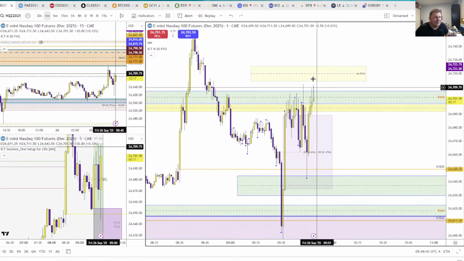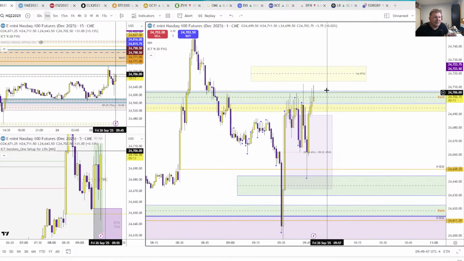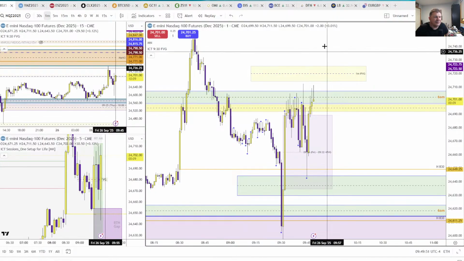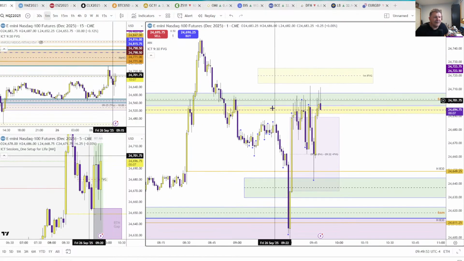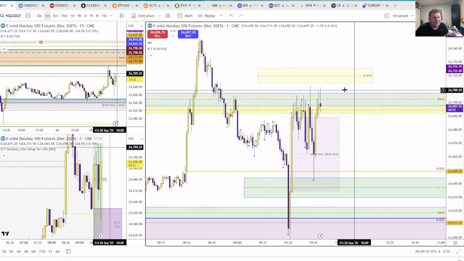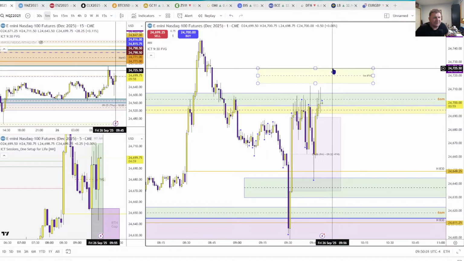And maybe if we get above here, use this as support. Once we break through here, find support at that, run through here, find support at that, and then look for running higher. Otherwise, that internal range liquidity is already maxed out at your premium array right here.